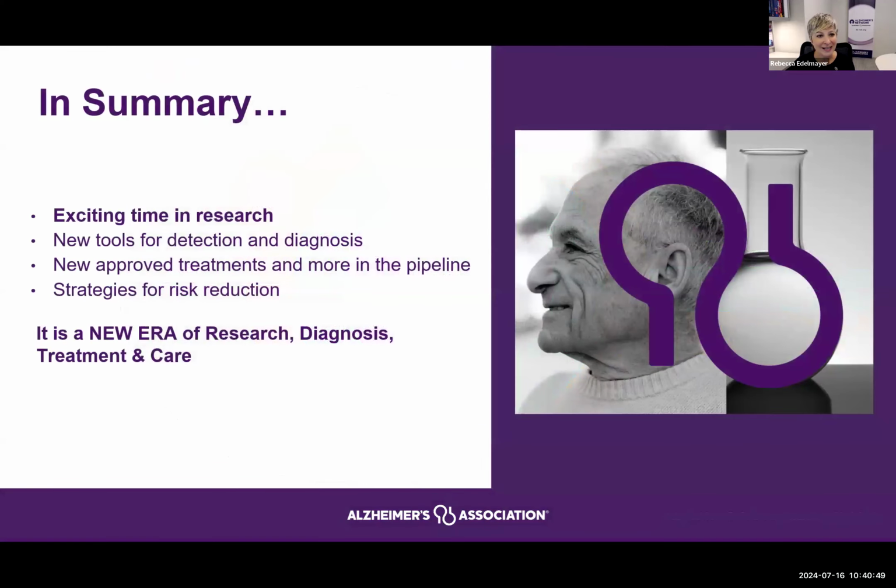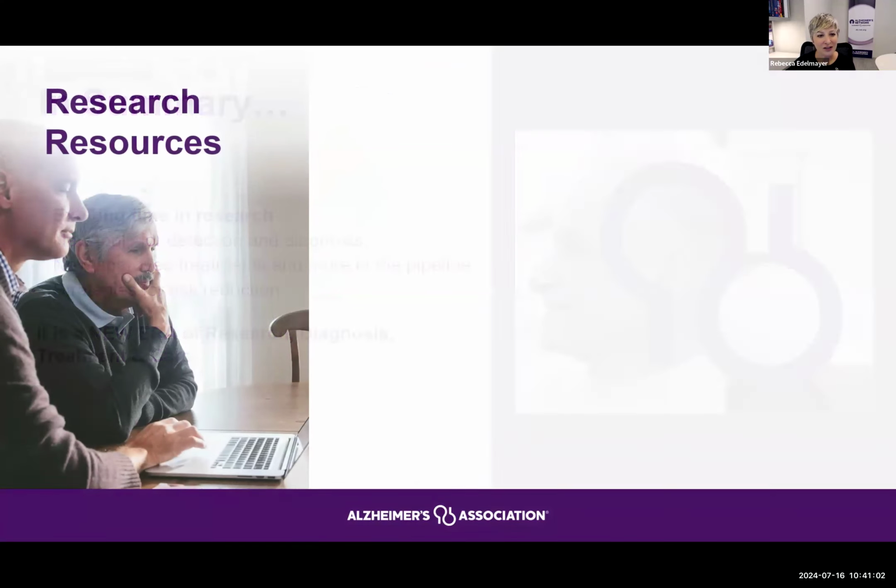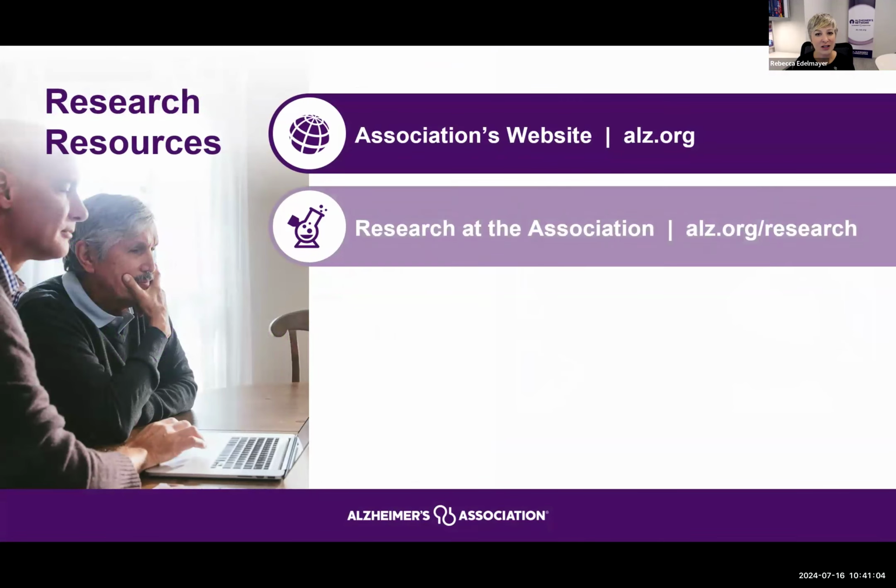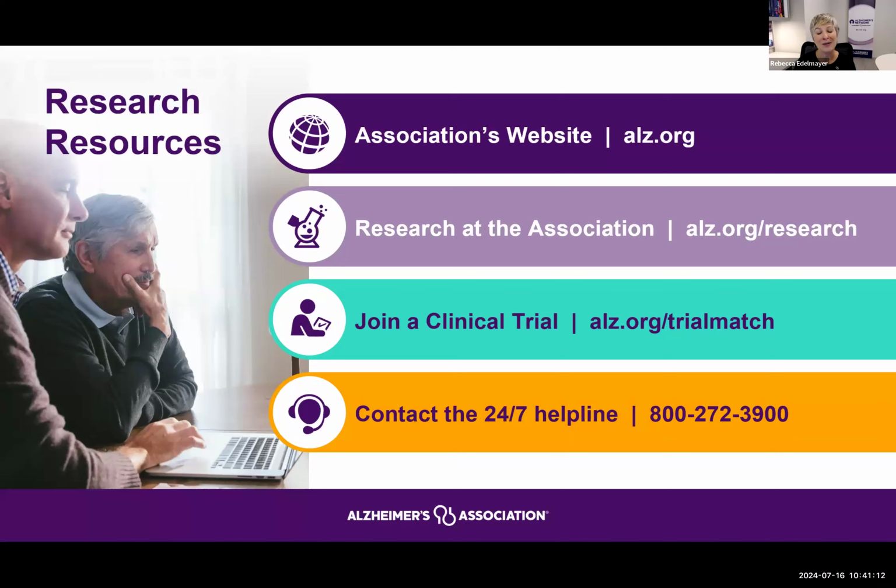I hope today you've been able to get a summary of the work that we hope you'll see presented at AAIC For All. It's a very exciting time in research for Alzheimer's and dementia. I'll leave you with one last slide, a couple of resources for you to find out more information about the research happening in the field. Certainly we know you're going to hear more at AAIC For All. Thanks so much for listening. I'll turn it back to Claire.